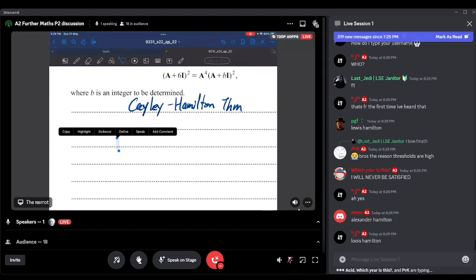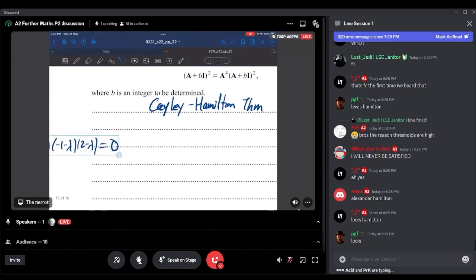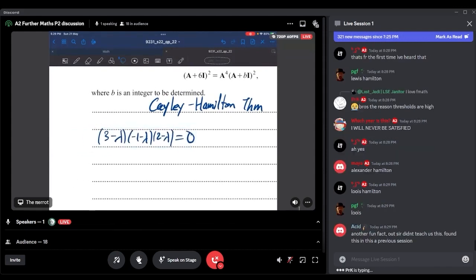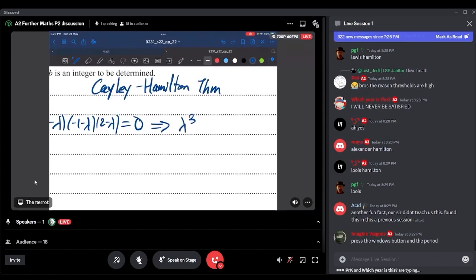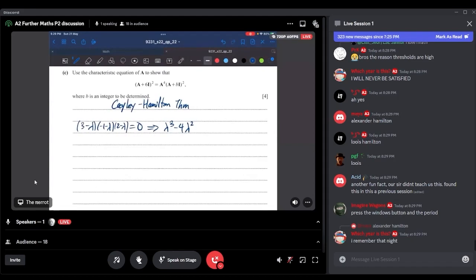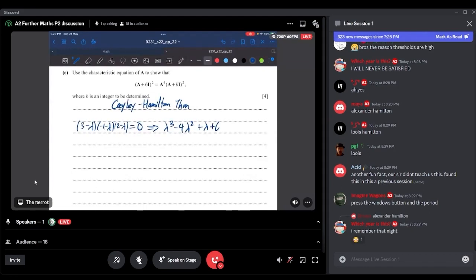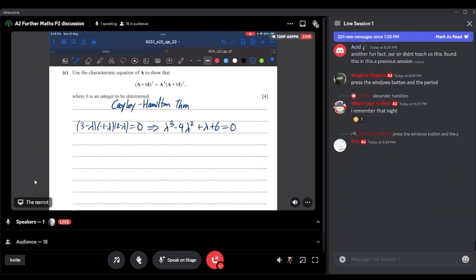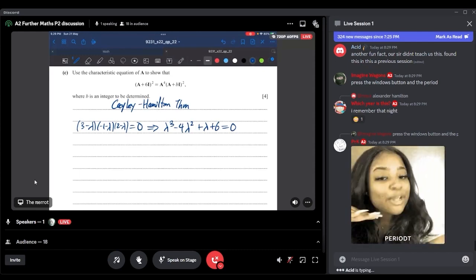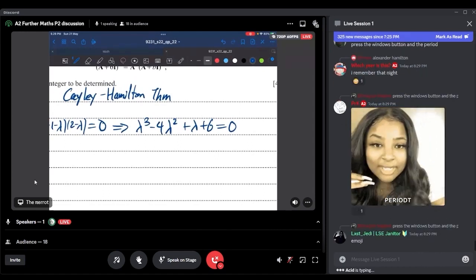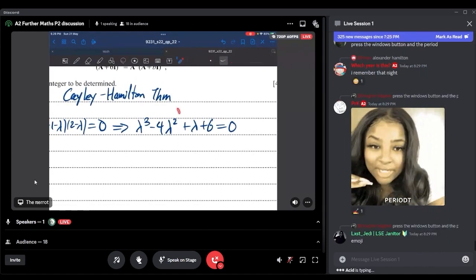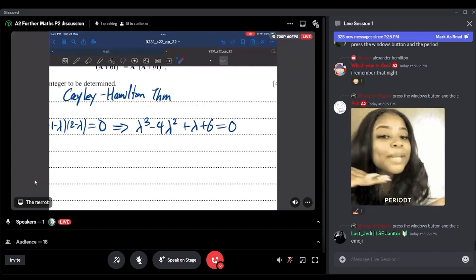Okay, so we have this. Let's expand this. So we expand this and we should be getting lambda cubed minus 4 lambda squared plus lambda plus 6 is equal to 0. Right, so what does the Cayley-Hamilton theorem state? It states that, well, this is your characteristic equation. If you replace the lambda with your matrix A, it will still satisfy the equation.